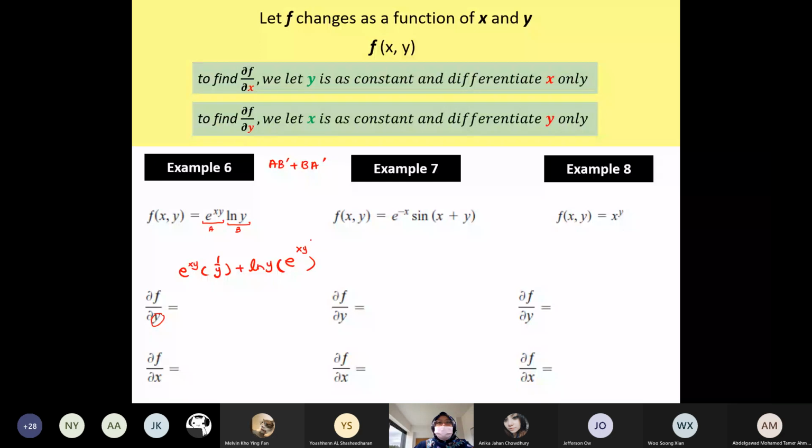Differentiate e to the power of xy. Remember that everything inside the index here, you have to differentiate with respect to y. So when you differentiate y, x becomes constant. Okay, so you write down the constant here. Okay, so this is your answer. So you can simplify: 1 over y e to the power of xy plus x ln y e to the power of xy.